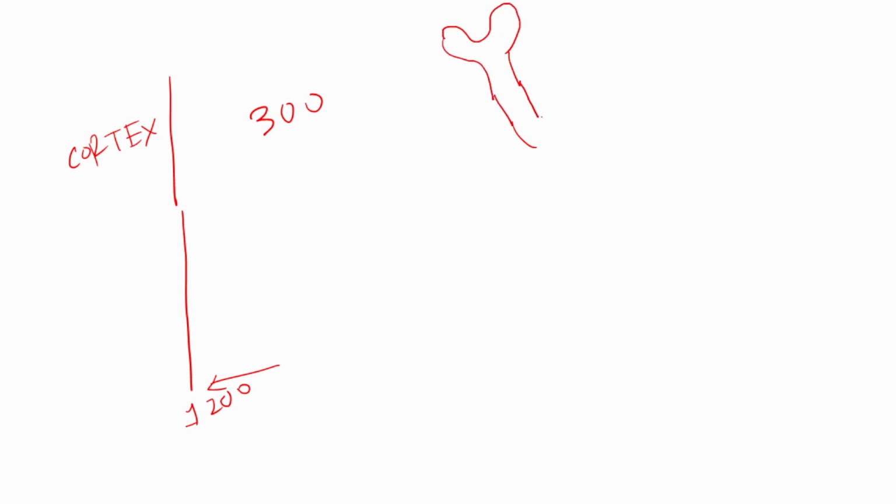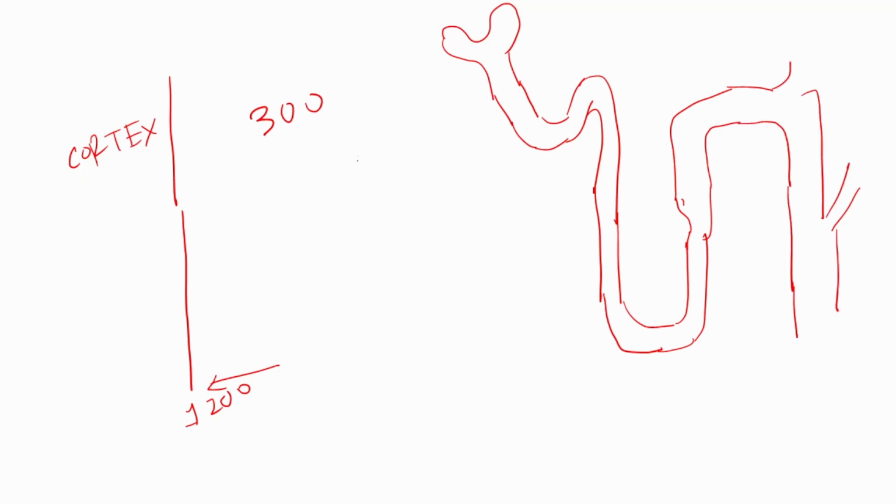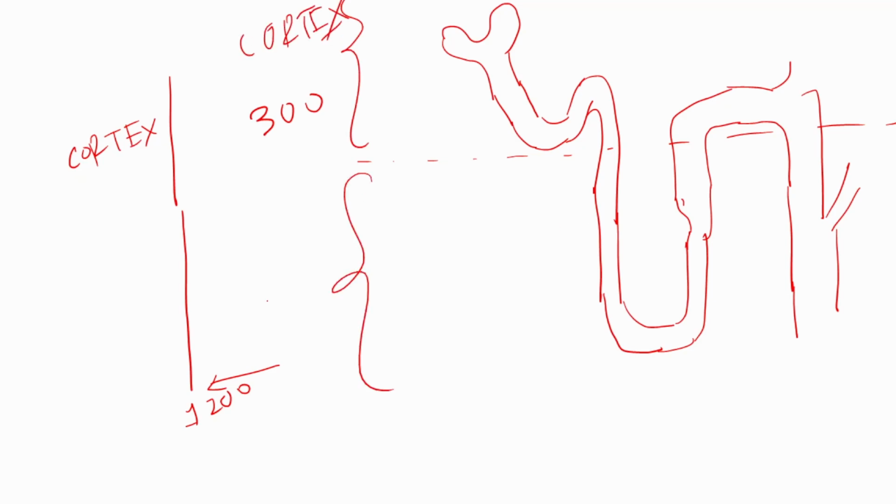Then we have the proximal convoluted tubule. Then we have the descending loop of Henle, the hairpin bend. Then the ascending one, first it will be thin, then it will become thick. Then we will have the distal convoluted tubule, finally leading us to the collecting duct. Usually we consider this upper portion to be of cortex and the lower portion to be of medulla.